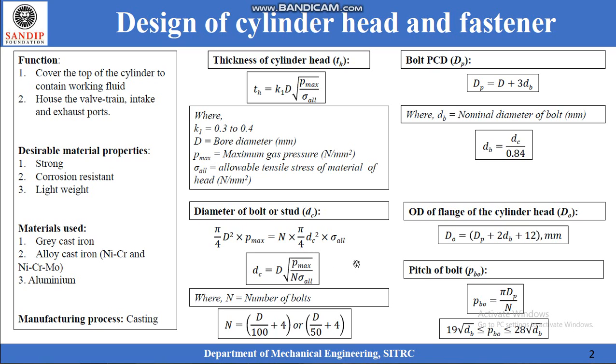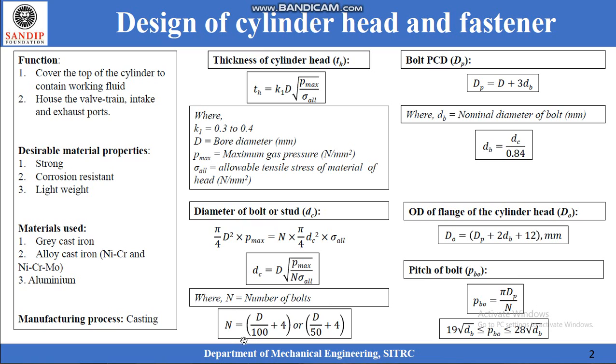The diameter of the stud or bolt is calculated by writing equilibrium of forces. On the left hand side, you can see is the force due to the gas, which is given by area of the cylinder into maximum gas pressure. On the right hand side, it is the resisting force given by area of the bolt into allowable stress of the bolt material multiplied by number of bolts. By rearranging this formula, we get core diameter of bolt as dC equal to D under root Pmax upon N sigma allowable.